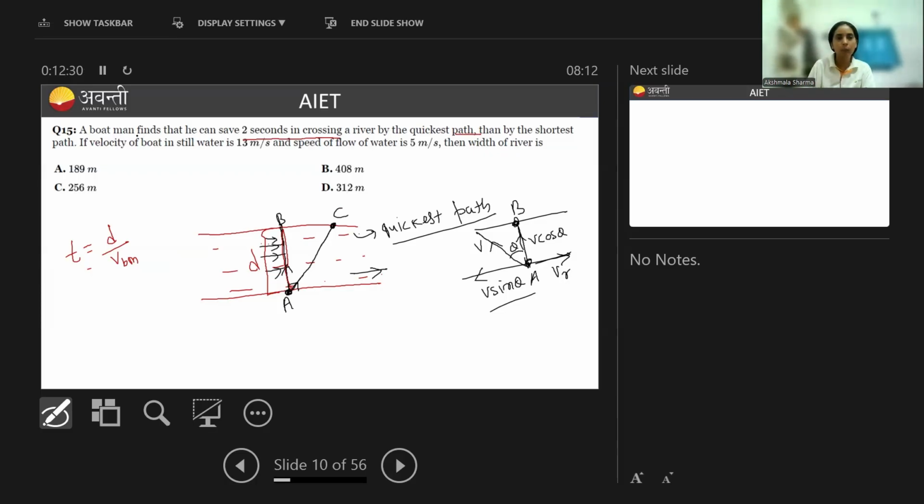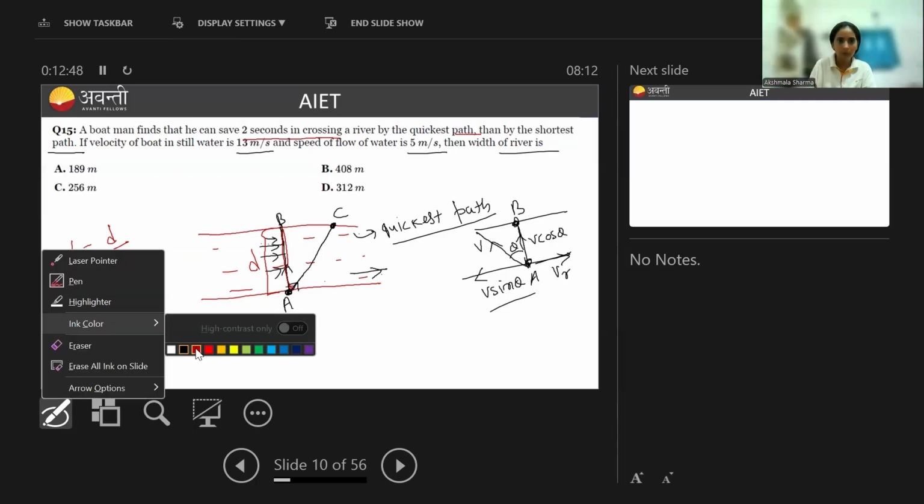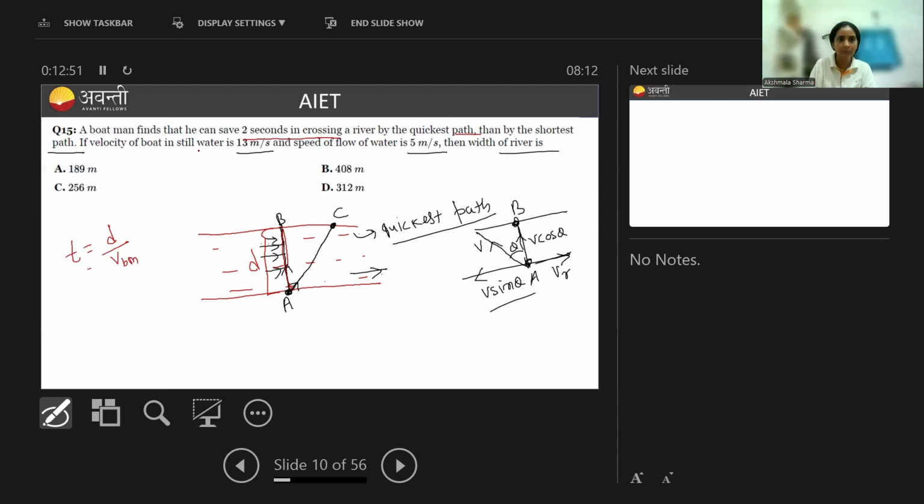A boatman finds he can save 2 seconds in crossing a river by the quickest path than by the shortest path. If the velocity of the boat in still water is this, and the speed of flow of water is this, then what is the width of the river? So you just write here one thing. What is given? Velocity of boat in still water is given. Okay? And the speed of flow of water is given.